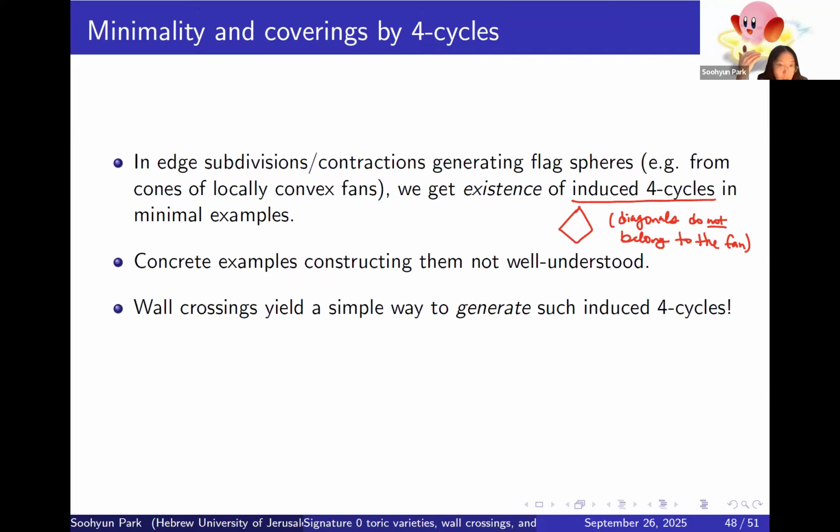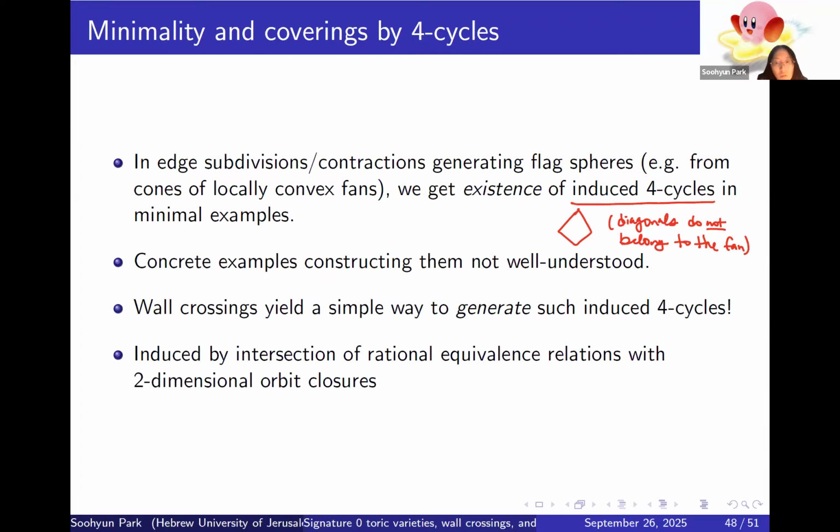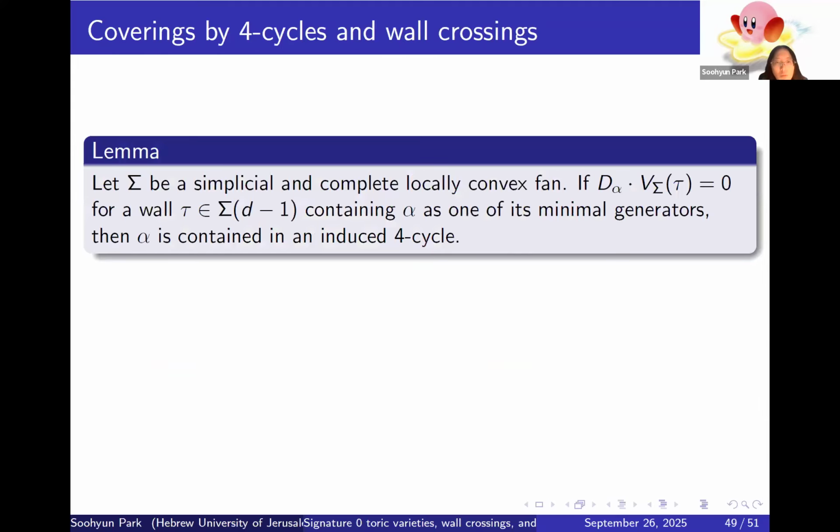It turns out that using wall crossings gives you a way to generate these. The funny thing is that in a lot of combinatorial contexts, for example, what are the possible normal fans of polytopes with a certain property, like being a generalized polyhedron, you make use of the wall relations, which come from intersecting rational equivalence relations with a one-dimensional orbit closure. But here we're going to make use of two-dimensional orbit closures.